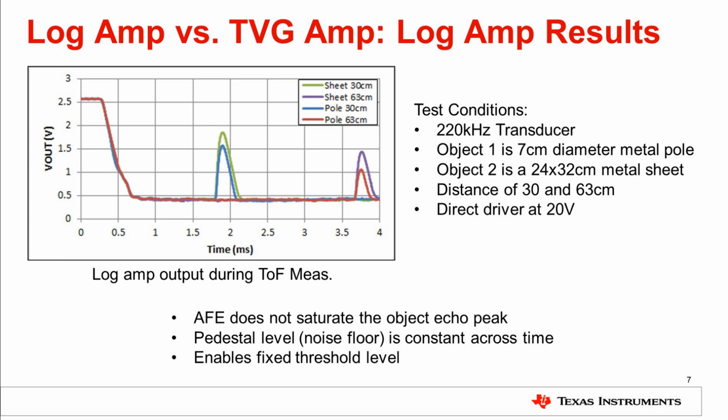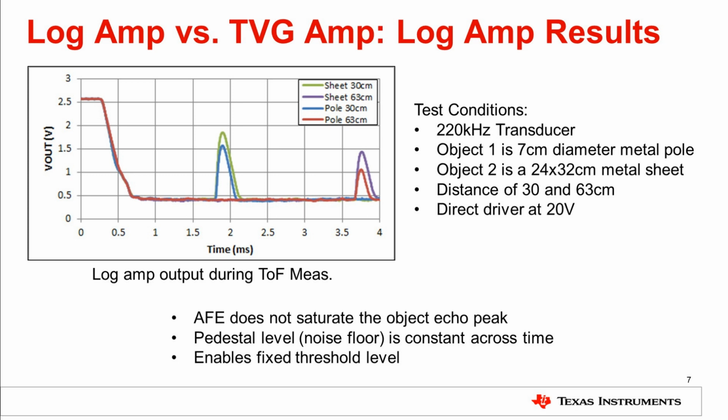Here we are comparing a log amp AFE to a TVG AFE. In this case, the IC is coupled with a 200 kHz transducer and used to detect two different objects, a 7 cm diameter cylindrical metal pole and a flat 24 by 32 cm metal sheet, placed at 30 and 63 centimeters at separate times. The figure shows the output voltages during these measurements.